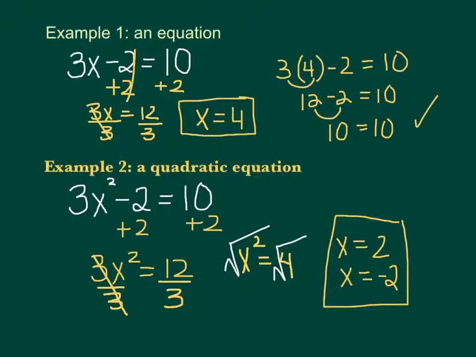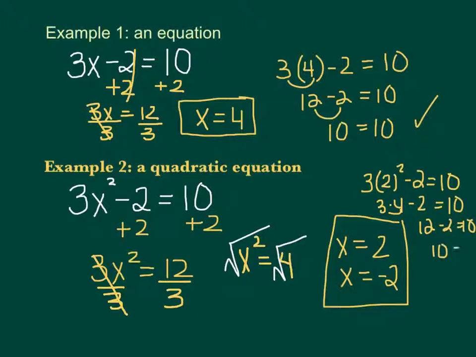And now, just like before, I could check my work. I could do 3 times 2 squared minus 2 equals 10. Well, 2 squared is 4, so 3 times 4 minus 2 equals 10. 3 times 4 is 12, minus 2 equals 10, and just like before, 10 equals 10. So we did it right. I could do the same thing with negative 2, and again you will see that 10 equals 10.